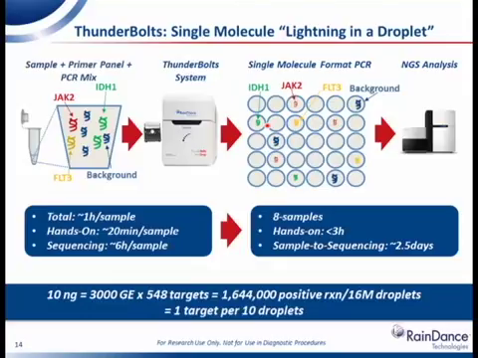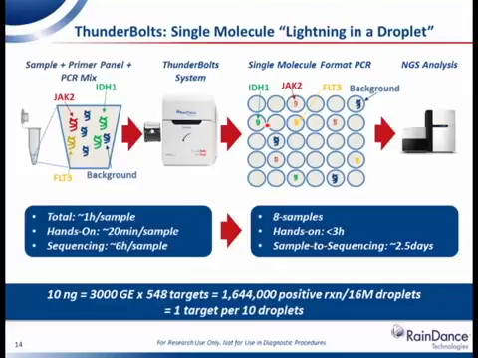For instance, in this example on the slide, if you start out with 10 nanograms of DNA, which is approximately 3,000 genomic equivalents, and you multiply that by the number of amplicons in the panel, you end up with about 1.6 million positive reactions. If you divide this by the 16 million droplets generated by the source instrument, you end up with one target per 10 droplets. RainDance's ability to generate millions of droplets allows us to do truly digital PCR.